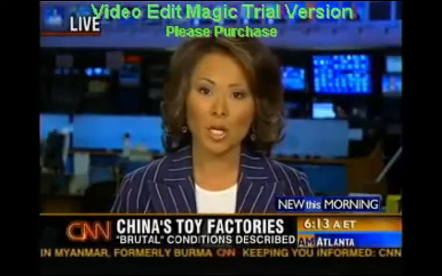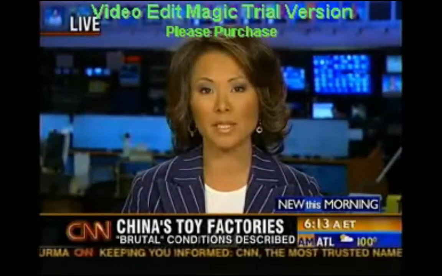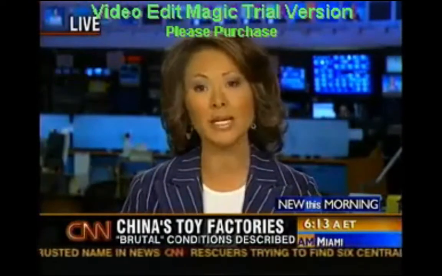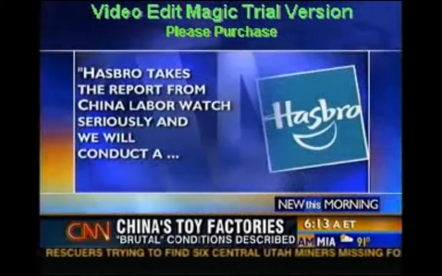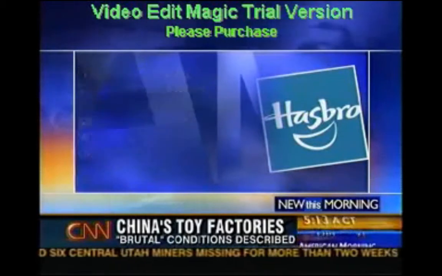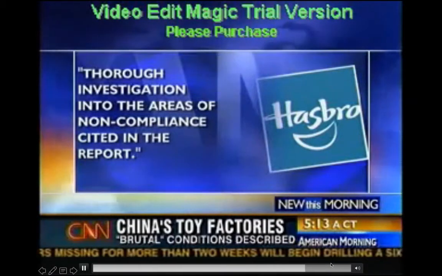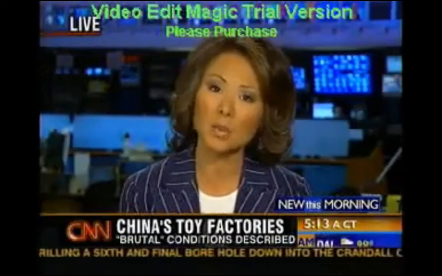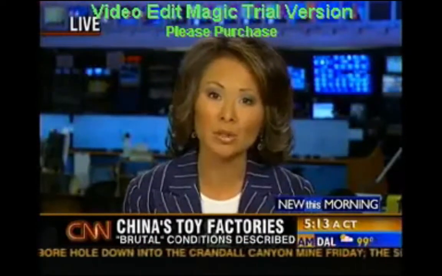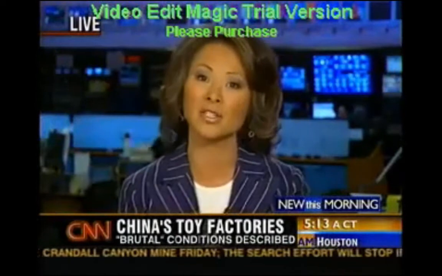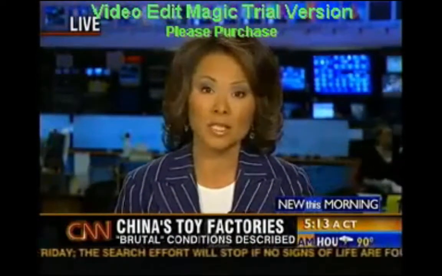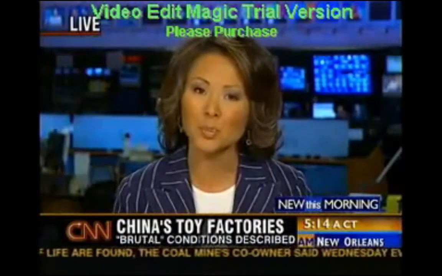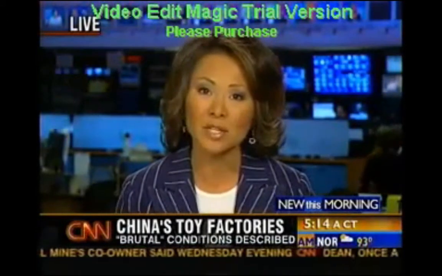Now, China Labor Watch in part blames the U.S.-based toy companies, saying that they've turned a blind eye to safety. All of the major toy companies sent statements to CNN, including Hasbro, which said Hasbro takes the report from China Labor Watch seriously, and we will conduct a thorough investigation into the areas of non-compliance. Now, the Chinese government, by the way, has also announced it will be forming a committee to look into this. But China Labor Watch says the real problem is that the toy companies are looking to pay the lowest price for Chinese products, and in turn, the factories simply have no choice but to cut costs onto its workers. It is a big business. The U.S. toy market is worth $22 billion, and Kieran, 80% of those toys.